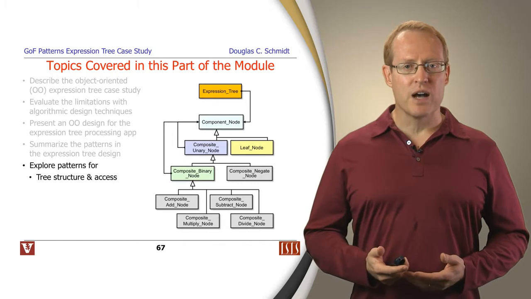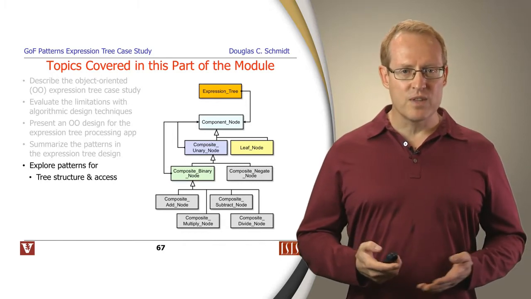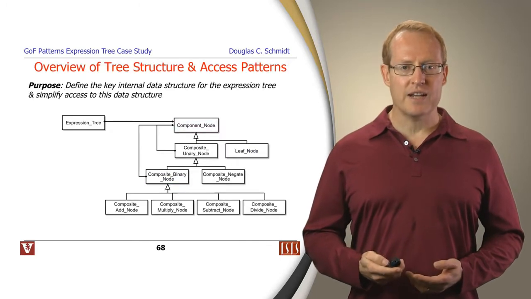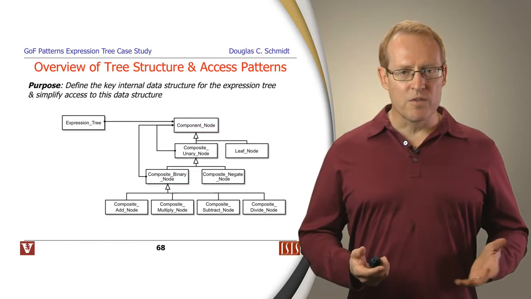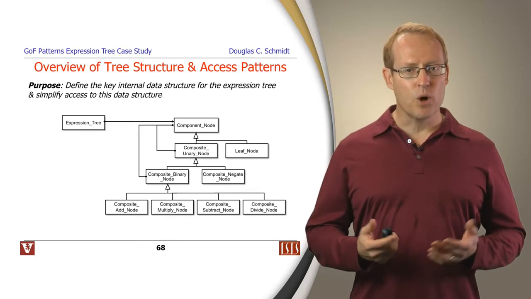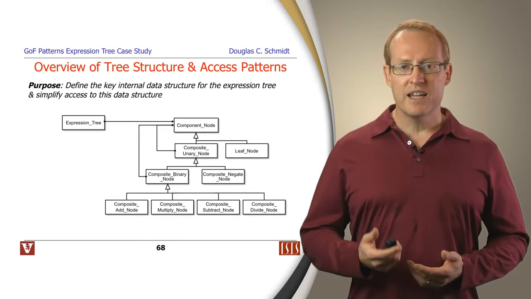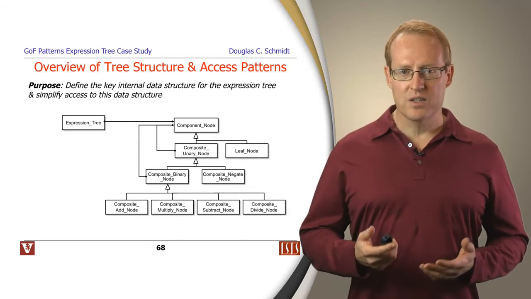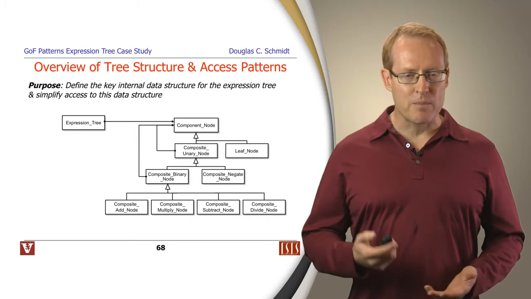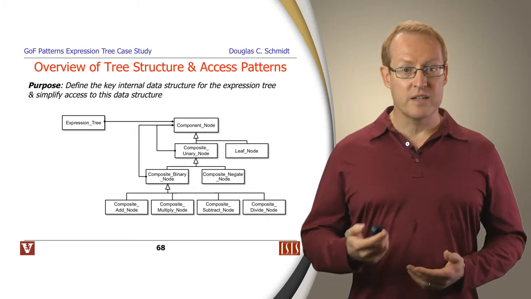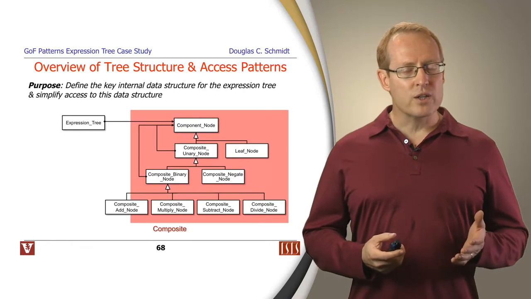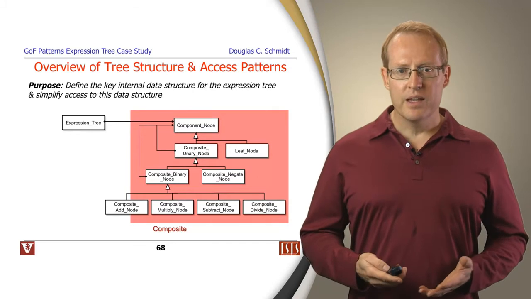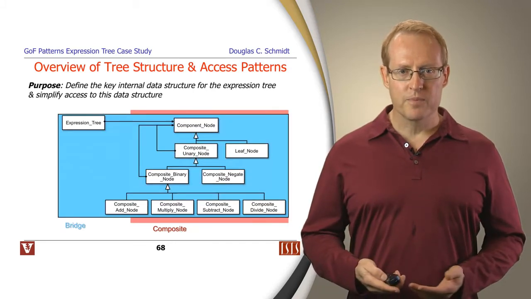In the remainder of this module, we're now going to be presenting each of these patterns in turn, starting with a set of patterns for tree structure and access. Here's the overview of the tree structure and access patterns. The purpose of these patterns is to define the key internal data structure for the expression tree, and then be able to simplify access to this data structure, reducing the complexity of memory management and using it in value-based contexts such as STL containers. We're going to talk about a pair of patterns in this part. First, we're going to talk about the composite pattern, and then we're going to talk about the bridge pattern.